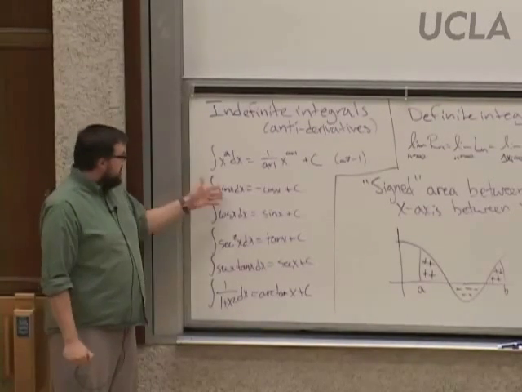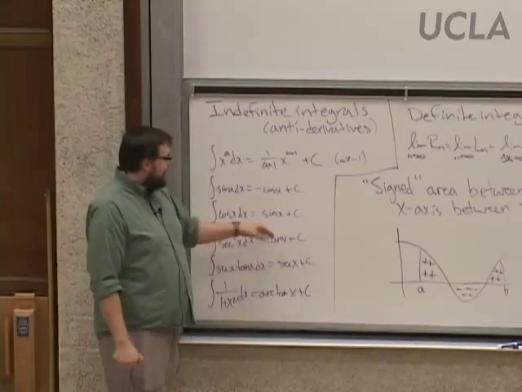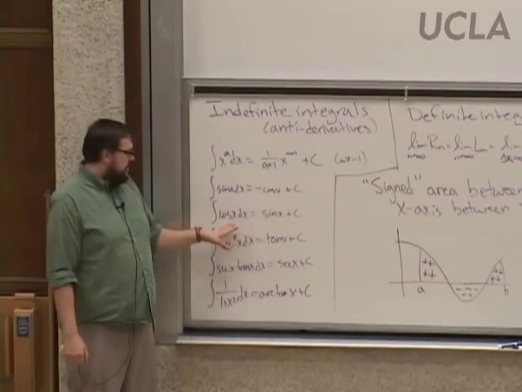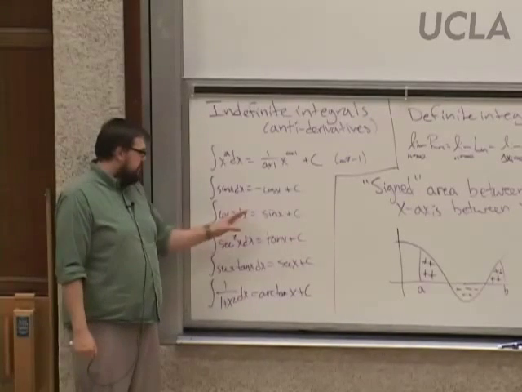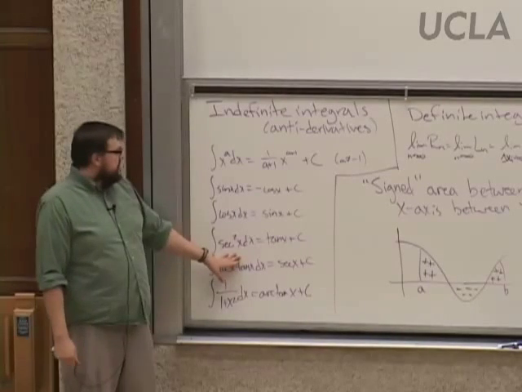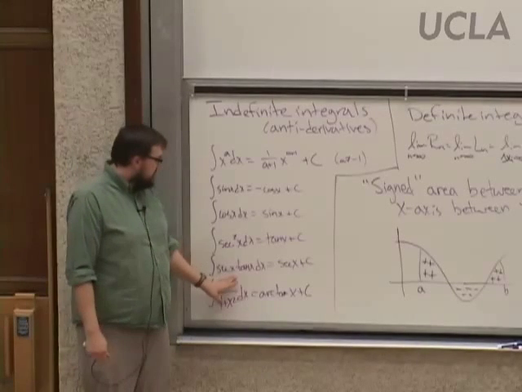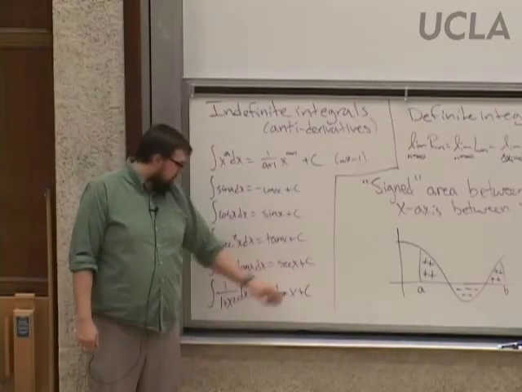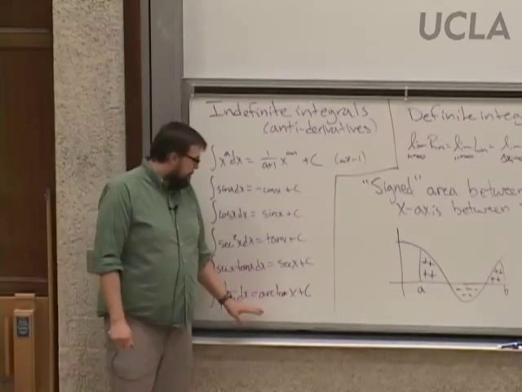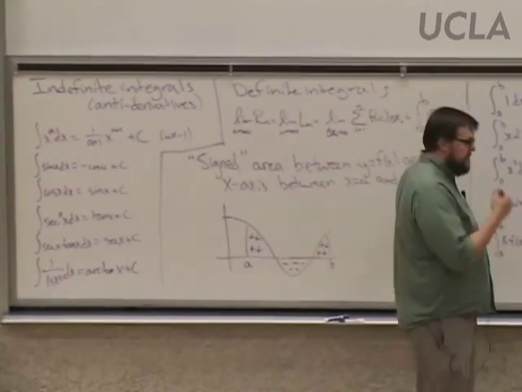The indefinite integral of sine is negative cosine. The indefinite integral of cosine is sine. And how do you check? Very simply, you say, well, what's the derivative of sine? It's cosine. So that's how you can see there's a relationship. The indefinite integral of secant squared is tangent plus constant. The indefinite integral of secant tangent is secant plus a constant. And, of course, one of my favorites, the indefinite integral of 1 over 1 plus x squared is arctangent plus a constant. So those are the indefinite integrals.